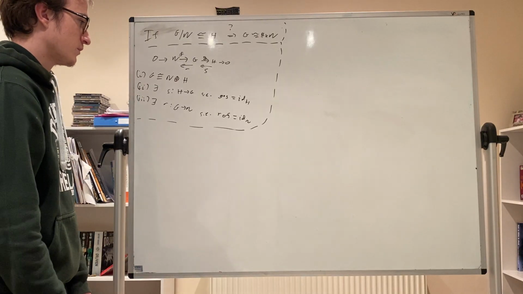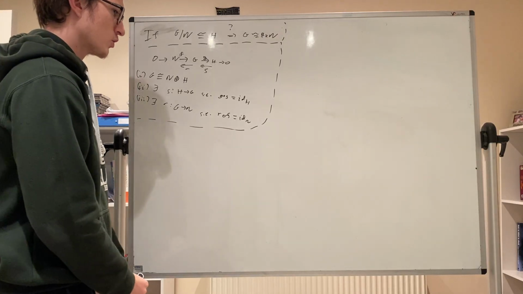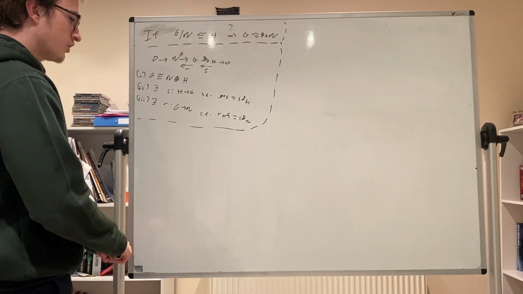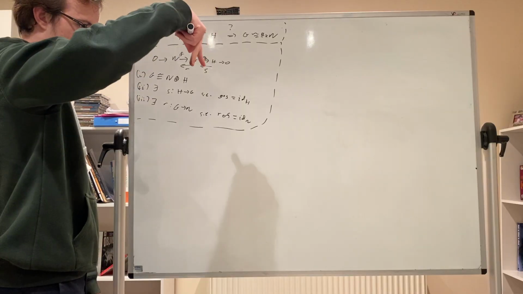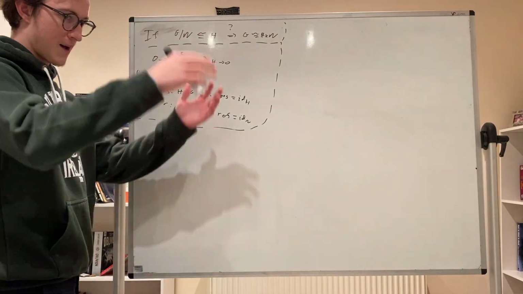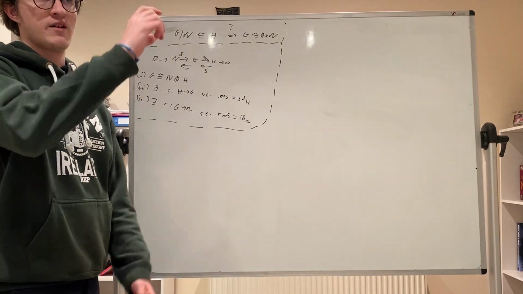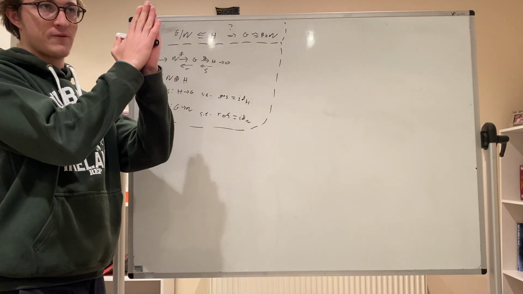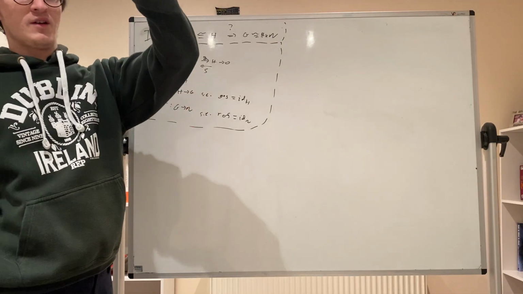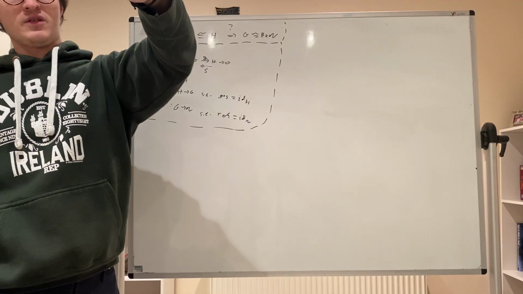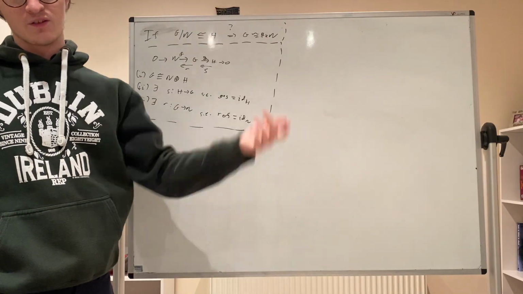And so, the way that we're going to do this is with something called the short 5 lemma. The short 5 lemma says that if we have two short exact sequences and maps between them, where the map from the first non-trivial element to the other first non-trivial element, and the map from the third non-trivial element to the other third non-trivial element, are both isomorphisms, then the middle map is also an isomorphism.